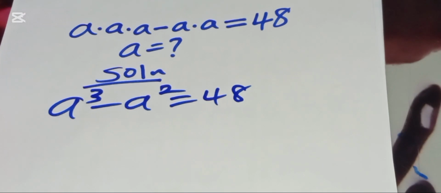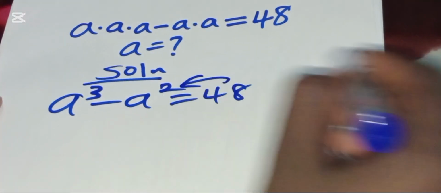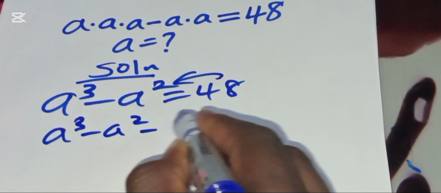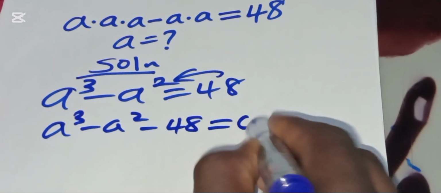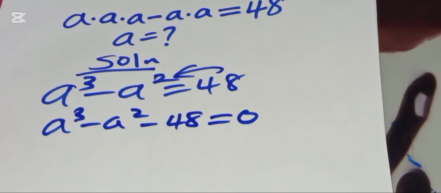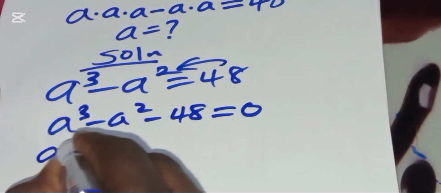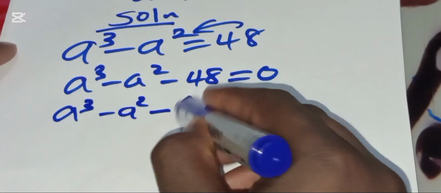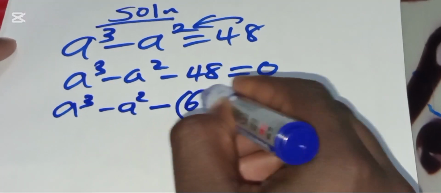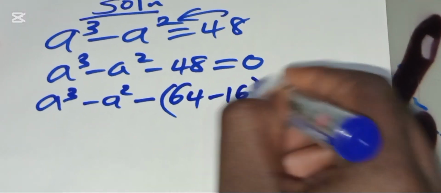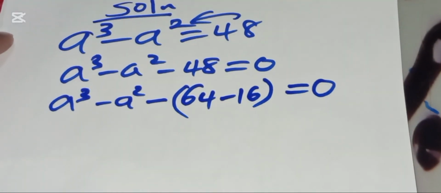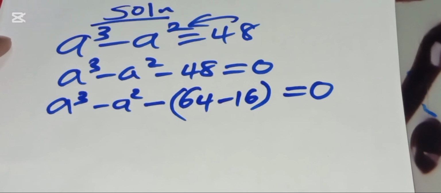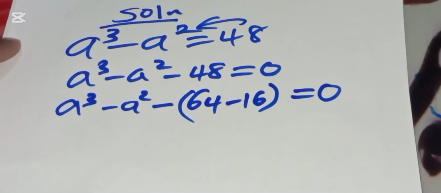Now we take 48 to the left-hand side, so that we have a cubed subtract a squared subtract 48 is equal to 0. Now, 48 can be expressed as 64 subtract 16. We are saying that we can express 48 as 64 subtract 16, which is the same thing as 48.